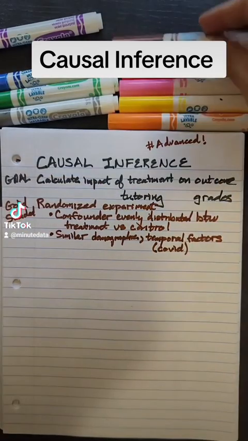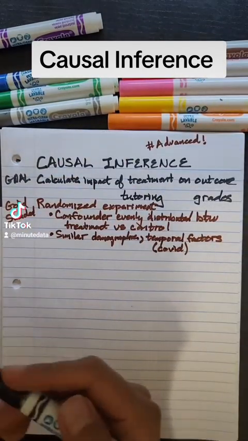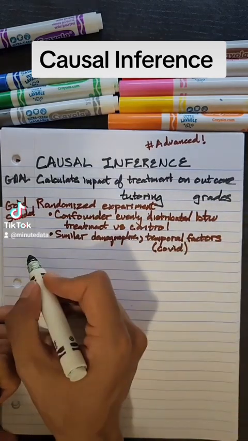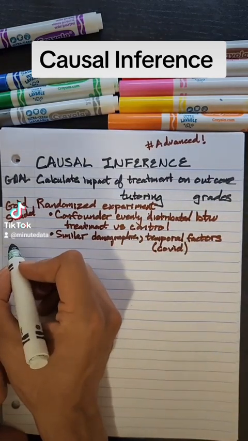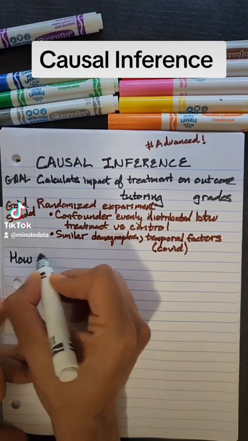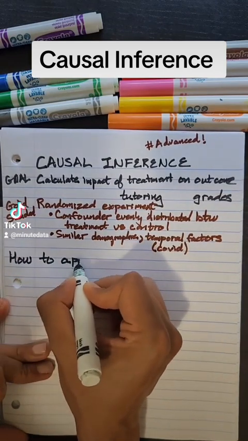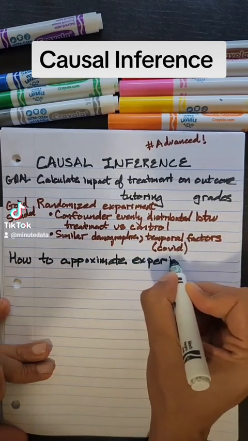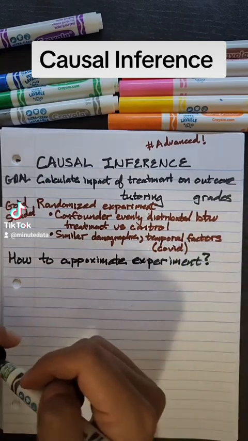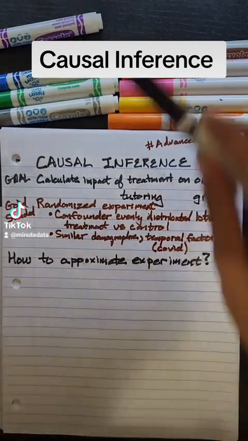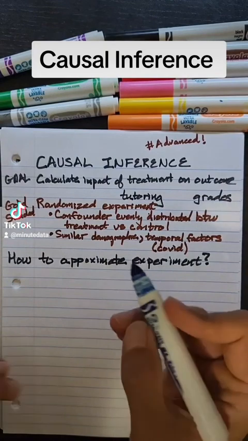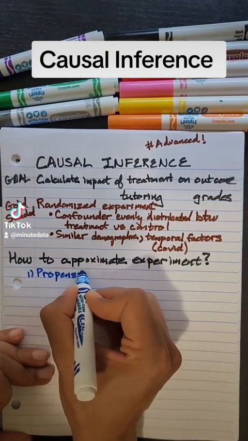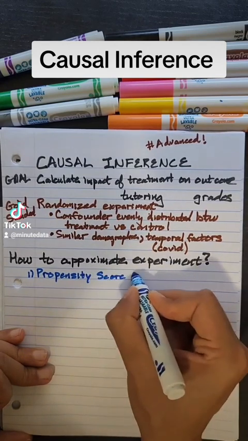There are times when we can't run the experiments because of policy or ethics, or we want to use historical data rather than spending all our resources building out a new experiment. So the key question with causal inference techniques is how to approximate this gold standard. How do we approximate an experiment? We have longer videos on the topics that I'll mention, but this is going to be a very high-level version. The first technique is propensity score matching.